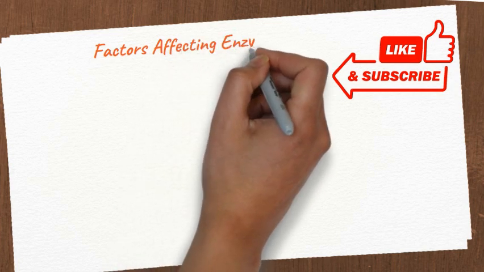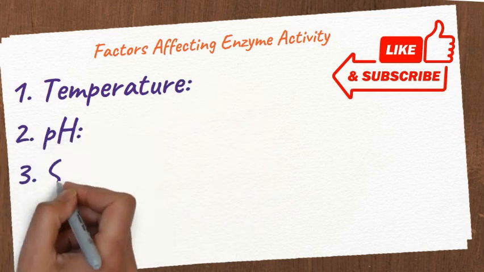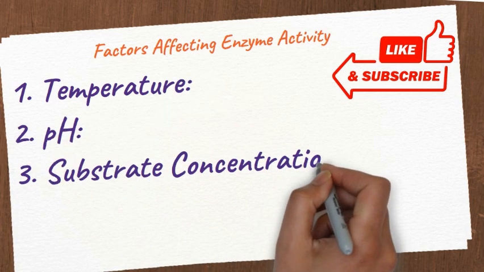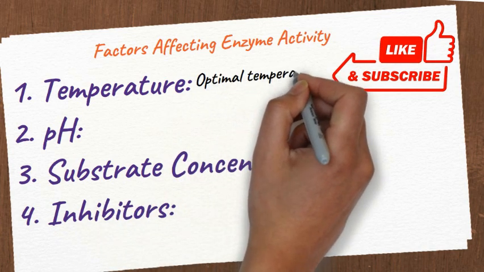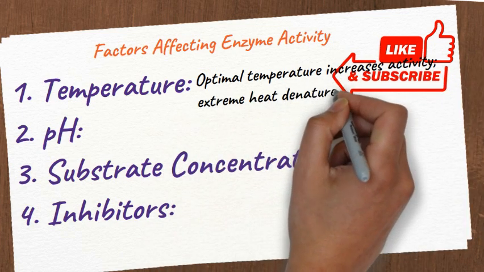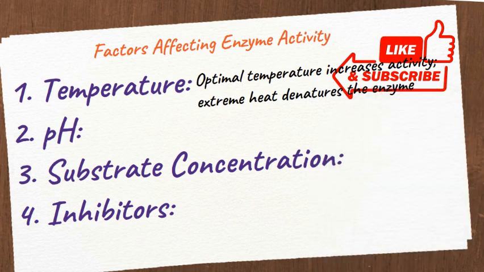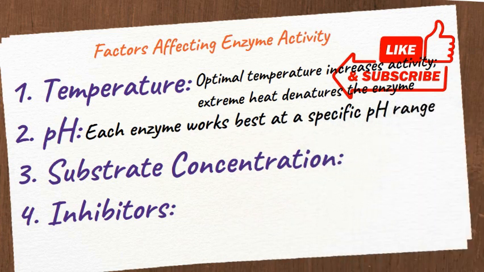So let's look at factors that affect enzyme activity. We have temperature, pH levels, substrate concentration, and inhibitors. So, temperature. Optimal temperature increases activity, and extreme temperature denatures the enzymes. pH levels. Each enzyme works best at a specific pH range. We have acids and then we have alkalines. So, enzymes that require alkaline mediums must have alkaline mediums to work.